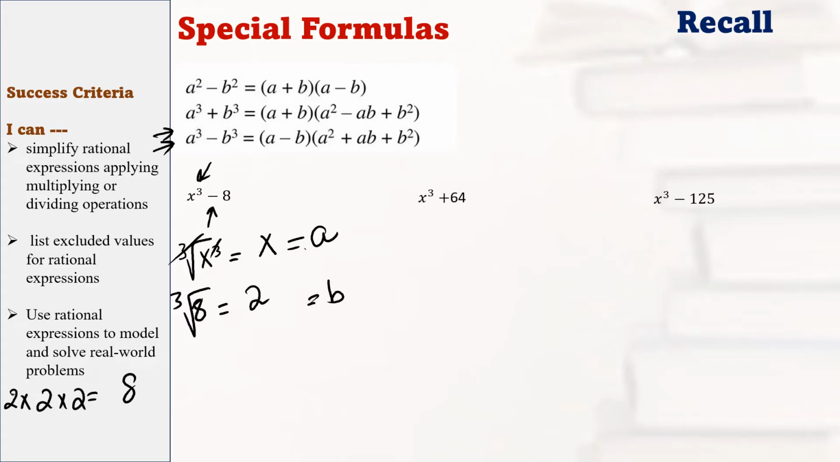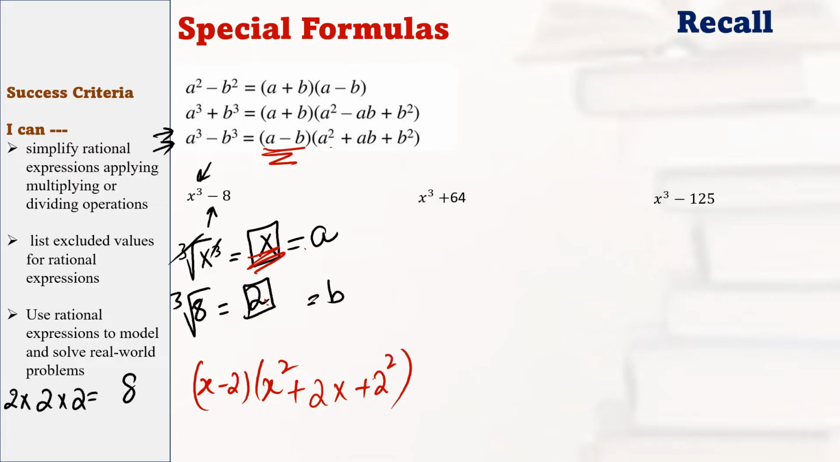Now just replace the values of a and b in the formula. So what is written? A minus b. It means x minus 2. Then a square. A square means x square. Plus ab. Ab means 2x. Plus b square. B square means 2 square. Now we know that 2 square means what? 4. And that's it.